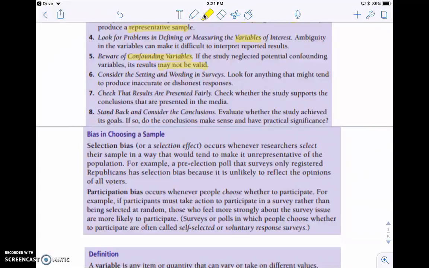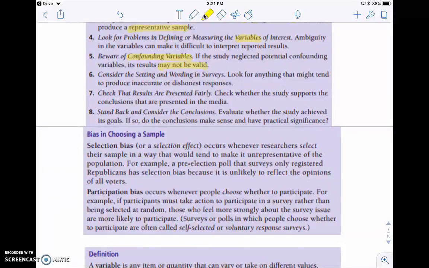We also want to consider the setting and the wording of the survey. So look for anything that might tend to produce an inaccurate or dishonest response. We'll look at a couple of examples of that. Check that the results are presented fairly. We want to check whether the study supports the conclusions that are presented, if it's in the media or whatever it may be. Make sure that what they say is actually supported in their conclusion.